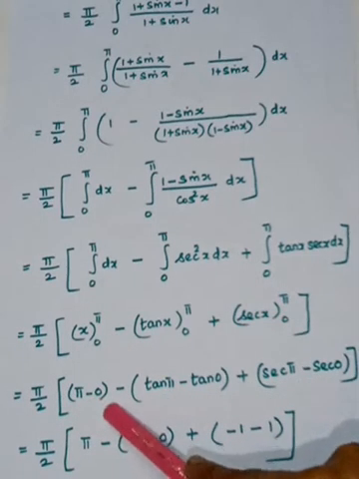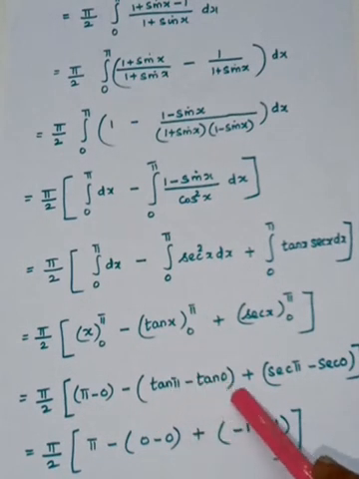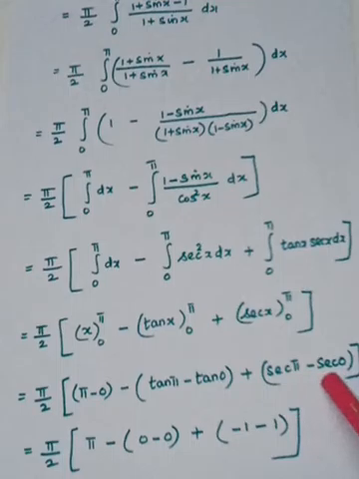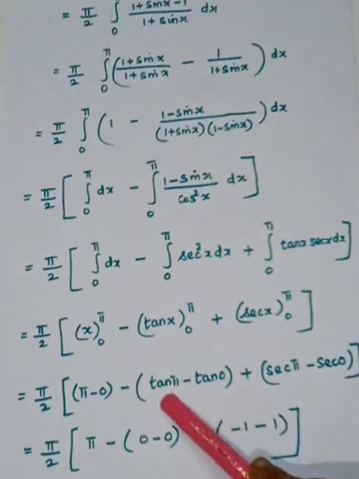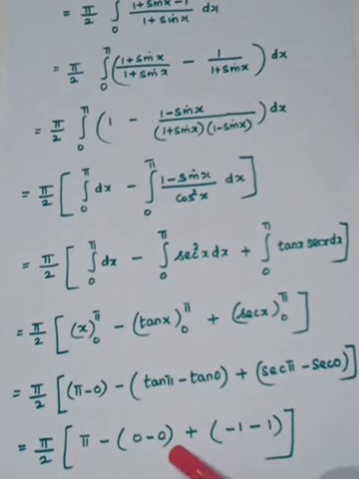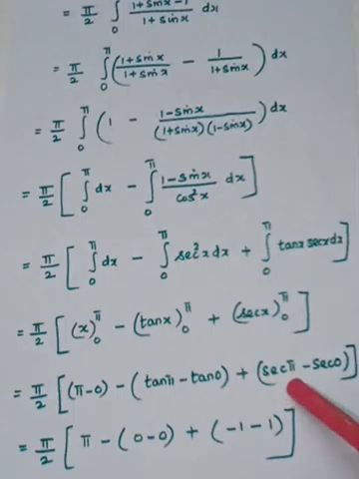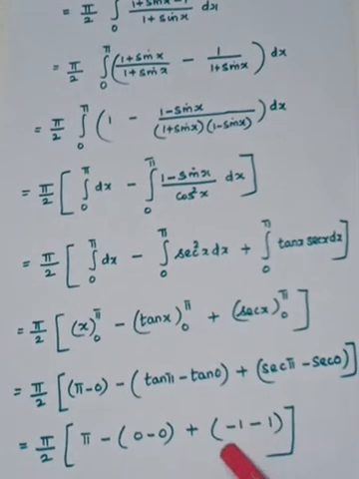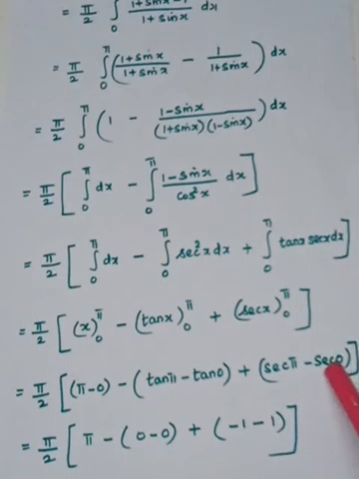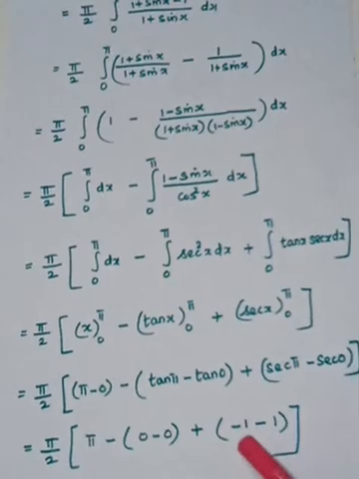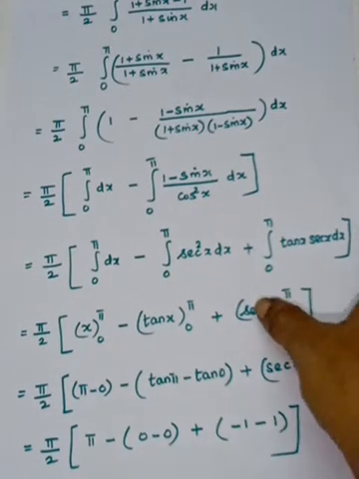So it is pi minus 0. Here tan pi minus tan 0 plus secant pi minus secant 0. Tan pi is 0 and tan 0 also 0. Here secant pi, so what is that? Cos pi is minus 1, so the reciprocal, here you are having minus 1. Cos 0 is 1, so the reciprocal is 1. So minus 1 minus 1 is minus 2.